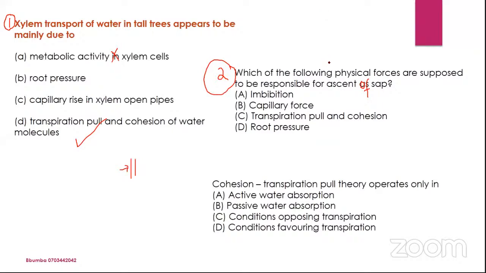I think it is C. Okay, thank you, Hilary. Hilary says it is C, that is transpirational pull and cohesion. Yes, this is actually correct. Imbibition is, if you have done growth and development, even in O level, remember that bean seeds imbibe water, that is, they take in water. Capillary force, I've already talked about it.